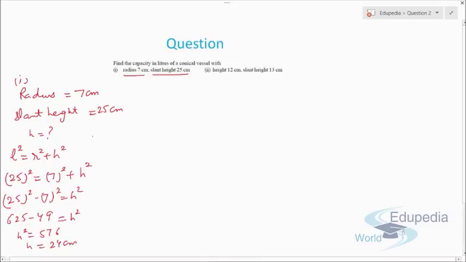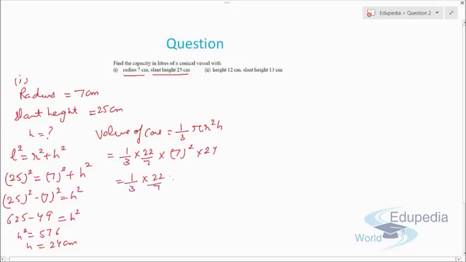Now we can find the volume. So volume of cone will be 1 by 3 pi r square h. So this will be equals to 1 by 3 into 22 by 7 into r is, we can say, 7 square and height is 24. So this will come out to be 1 by 3 into 22 by 7 into 7 times 7 times 24. So this and this will cancel. So 3 1s are, 3 8s are. So this will be 22 times 56.